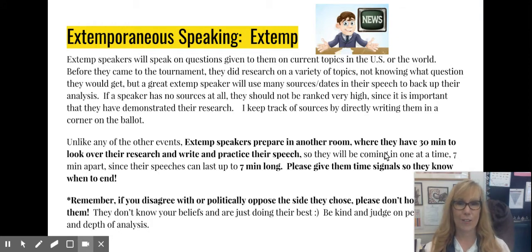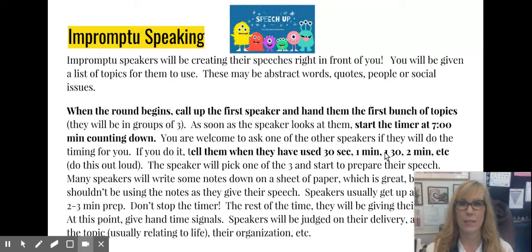We want our kids to know that they can discuss these things with us. And even if we don't agree, we can be amazed at their speaking ability and the research that they did. So please be kind, judge on the depth of the analysis.